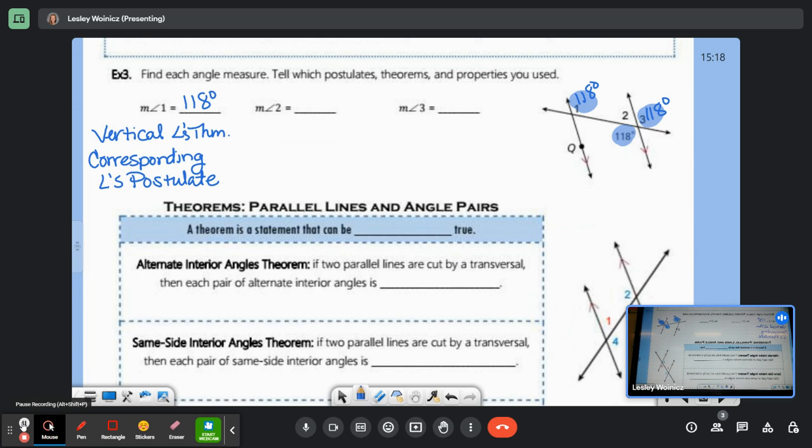Okay. All right, guys, we're gonna hop skip. We're gonna come back to number 2 and 3. We're gonna look at this one.